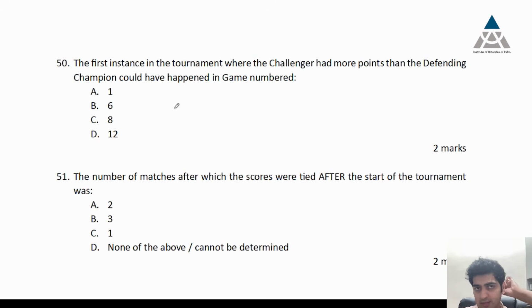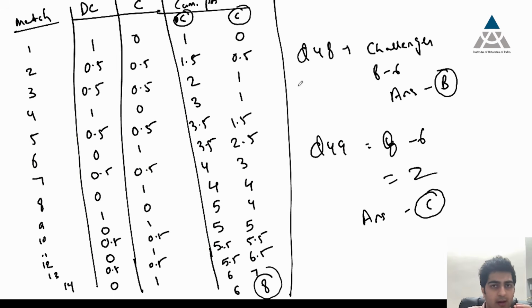Then let's answer the last two questions. The first instance in the tournament where the challenger had more points than the defending champion could have happened in game numbered. And this is why that cumulative table is very important, because at what point was the challenger actually winning the tournament? So as you see, from the very start he was behind 1-0, he was behind here. He tied here at the 8th game. He was again behind in the next game. Then again he was tied here.